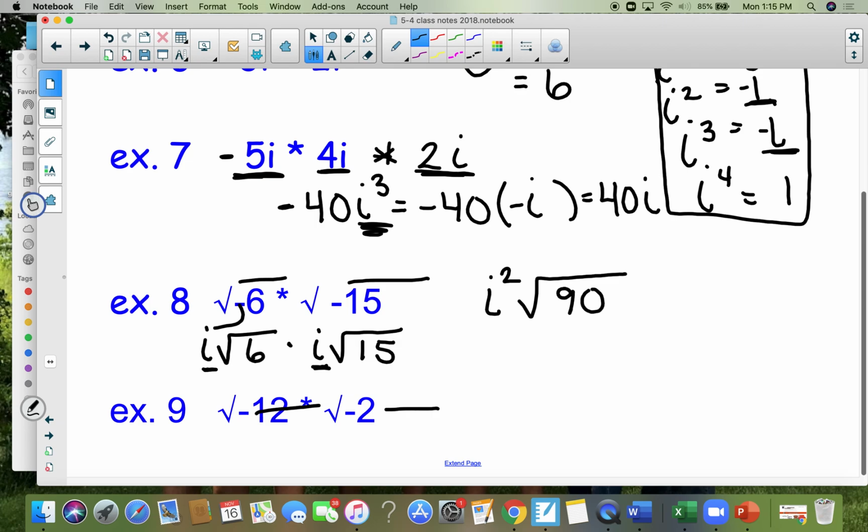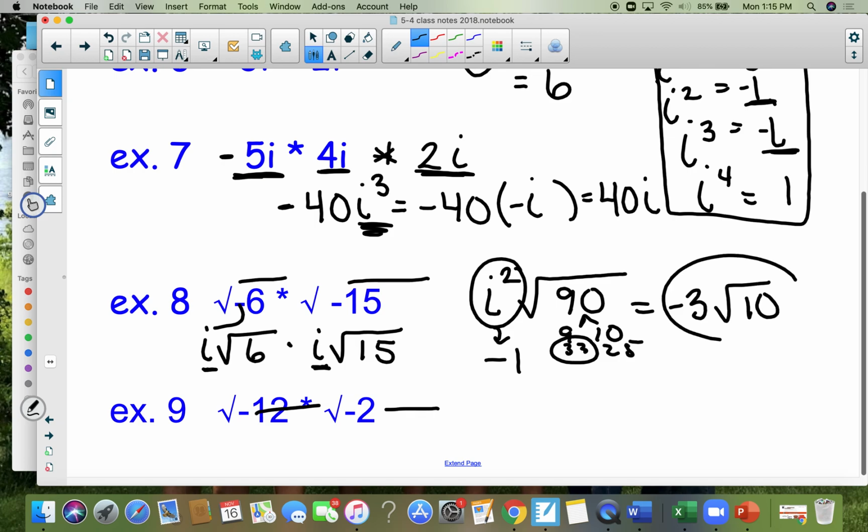And if you look over, i squared is the same thing as a negative 1, so I can switch my i squared. 90 is made up of 9 times 10, which is made up of 3, 3, and 2, and 5. So the 3 can come out, so 3 times a negative 1 is a negative 3 root 10, and 10 is left on the inside. So we're learning how to do negative roots.